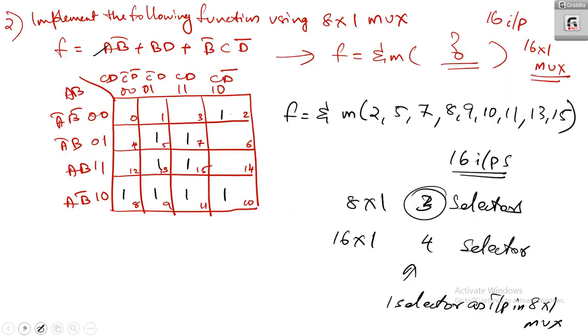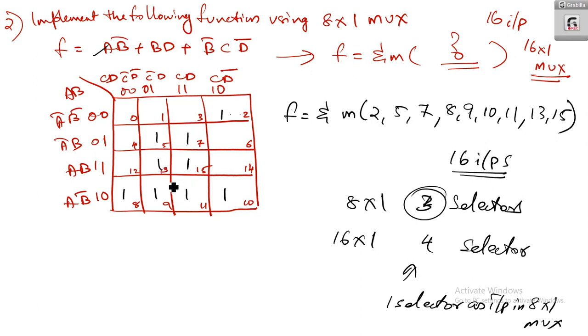Okay, now coming to the next example. You are given a reduced expression. Okay, so if you are given a reduced expression, how do you bring it back into min terms and then realize it? That is the question. Here I have drawn the K-map, and from the K-map I have realized the min term expression comes in sigma m, in ascending order, 2 5 7 8 9 10 11 13 and 15.